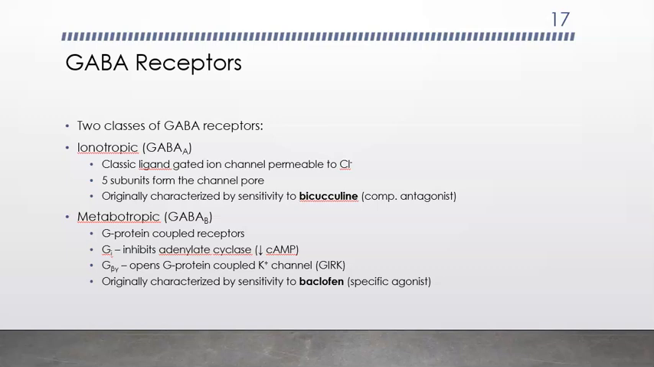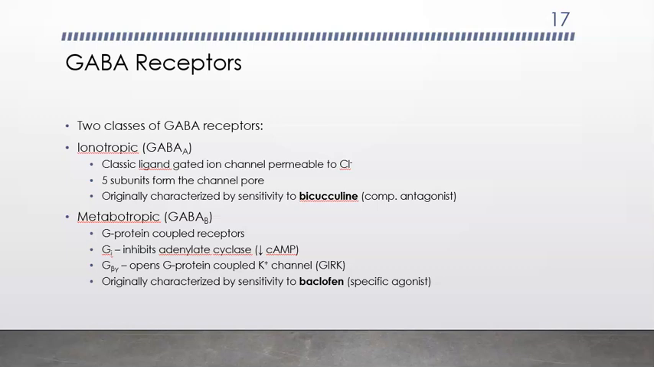And originally, the GABAa receptor was characterized by its sensitivity to bicuculline, however you want to say it, which is a competitive antagonist of the GABAa receptor. So we'll talk a little bit more about that drug in a bit.